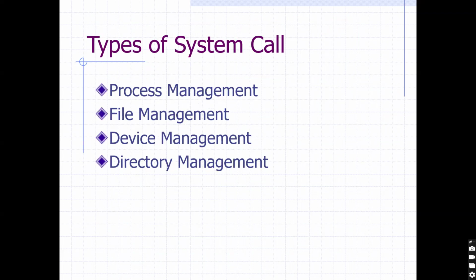Now there are various types of system call. These are some limited, but there are a lot of types. We'll discuss only four types here, just for your understanding. The first one is process management for managing the processes, then file management for management of files, then device management and directory management. So let us see one by one.